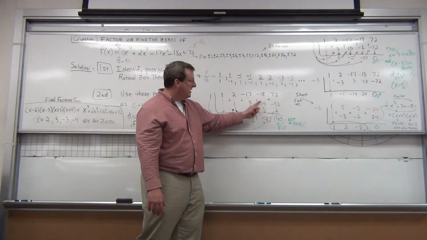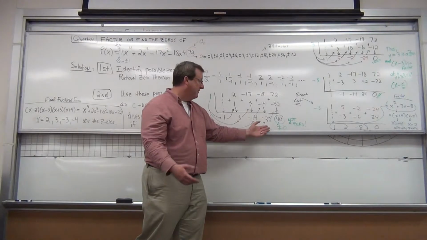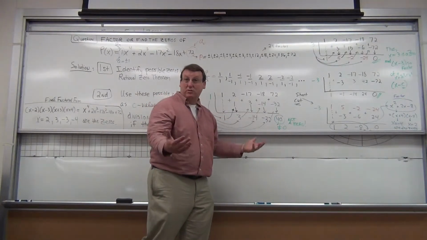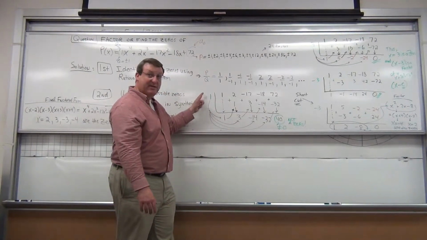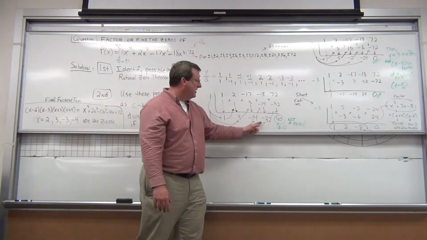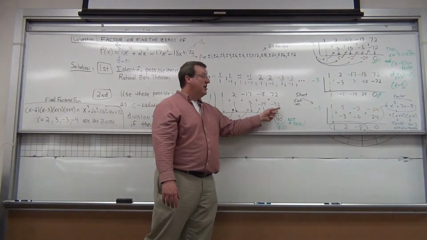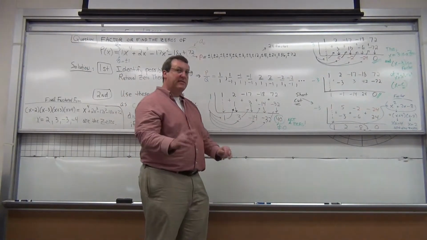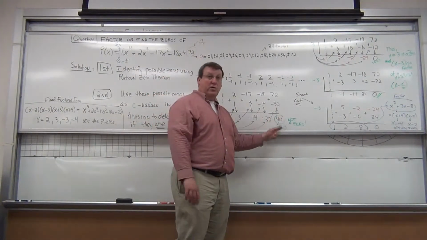What's negative 18 plus negative 14? Do the math, negative 32. Below the line, what do we do? Yes, multiply it by the c value again. 1 times negative 32 gives you a negative 32. You add it to the 72, and check this out. It adds up to 40.